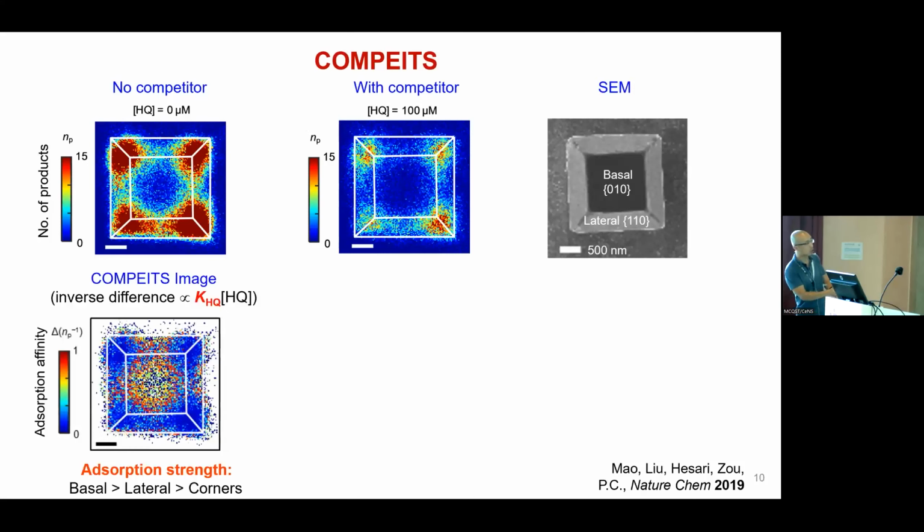Now you can take a difference of these two images. Actually, in the inverse space, it turned out that if you take a difference in the inverse space, this particular number is linearly proportional to the equilibrium adsorption constant of the hydroquinone on the surface. Okay, so this image, we call it a COMPEITS image. Okay, so now if you look at the image, you can immediately tell that the hydroquinone adsorbs on the basal plane more strongly than on the lateral facet, and then followed by the corners.